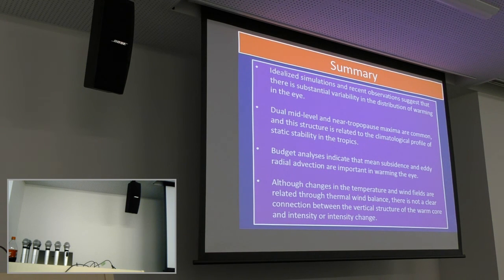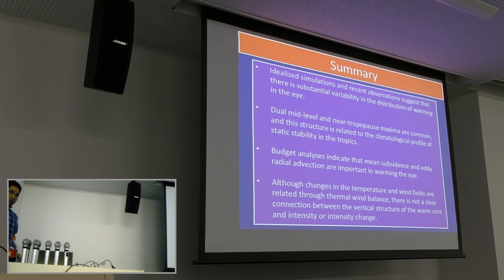The mean subsidence, especially later in the RI period, the period of the strongest warming of the mid-levels, a lot of that is due to subsidence. Earlier, a lot of it is due to eddy radial advection. And then in the near-tropopause layer, at all times, it's largely the subsidence.